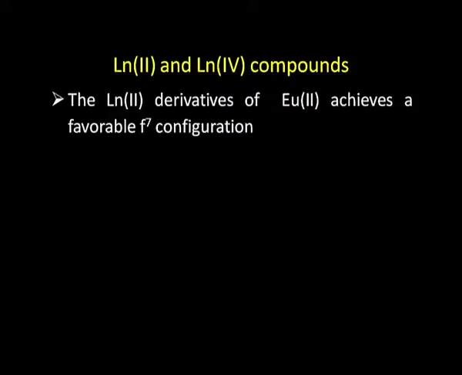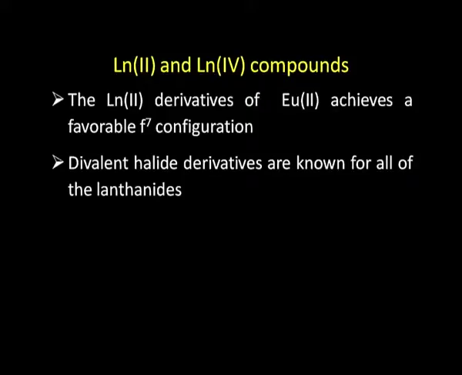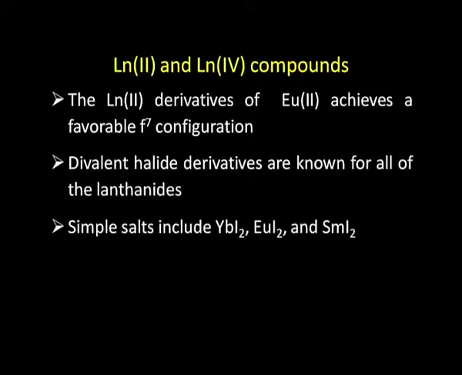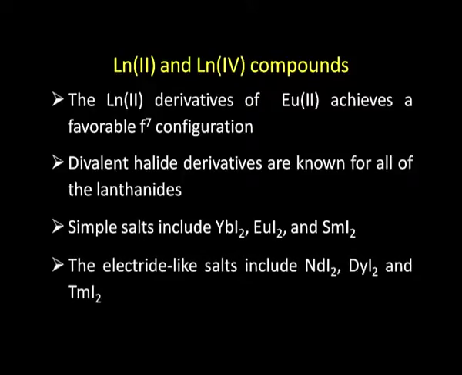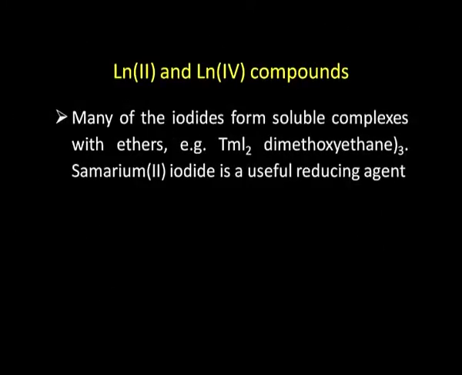Now the +2 and +4 lanthanide compounds. The lanthanide +2 derivatives of europium achieve a favorable f7 configuration. The f7 configuration is the most stable configuration because it is half filled. The divalent halide derivatives are known for all of the lanthanides. Simple salts include ytterbium iodide, europium iodide and samarium iodide. The electride-like salts include neodymium iodide, dysprosium iodide and thulium iodide. Many of the iodides form soluble complexes with ether, like thulium iodide forming a complex with dimethoxyethane.